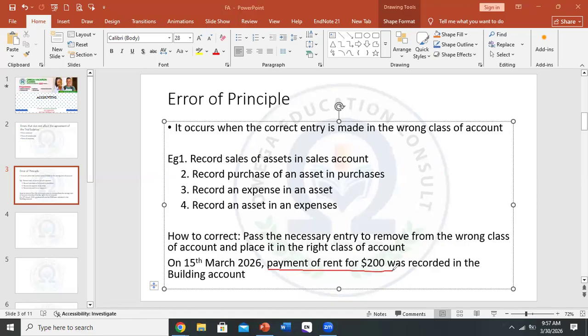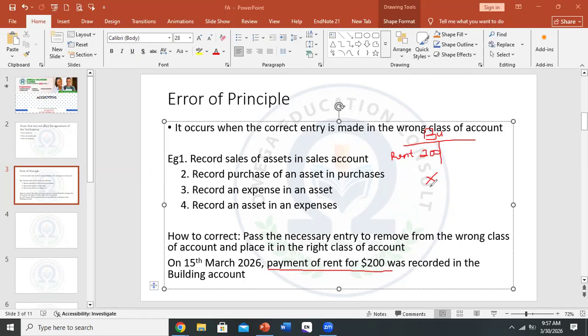Right? So with this knowledge, you now assess what mistake the accountant did. The mistake the accountant did was that this rent was recorded in the building account. So instead of debiting rent, the accountant has gone to debit building. So he has debited building with rent of 200. This is what the accountant has done, and this is the error you have been told, that he recorded it in the building account. This is wrong.